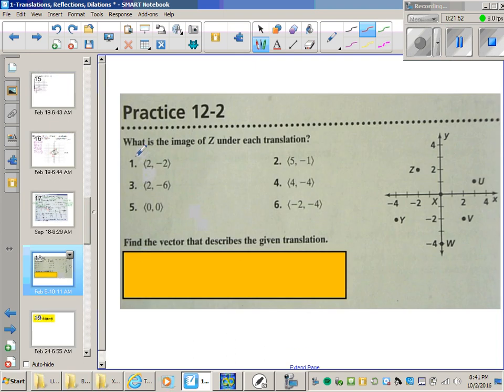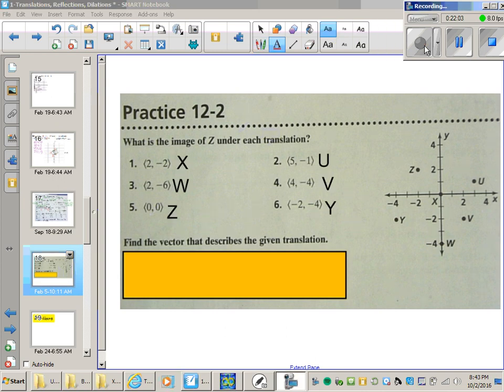Okay, so I would like for you to try: what is the image of Z under each translation? Okay, so these are the answers. For number 1, X is the image because we go to the right 2, down 2. Number 2, U is the image because from Z we go to the right 5 and down 1. Number 3, we have W as the image because we go to the right 2 and down 6. Number 4, V is the image because we go to the right 4 and down 4.